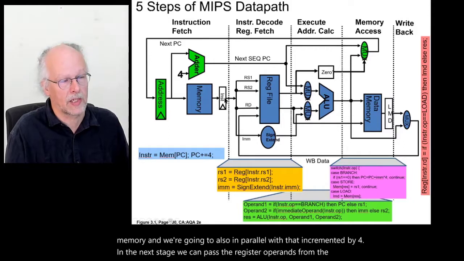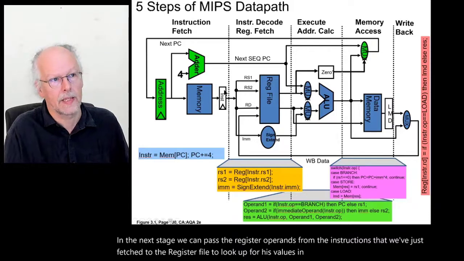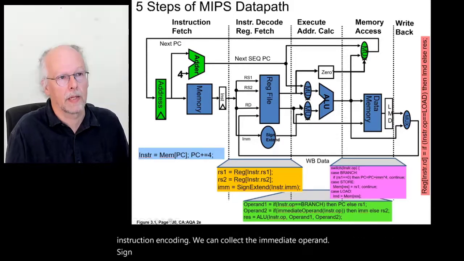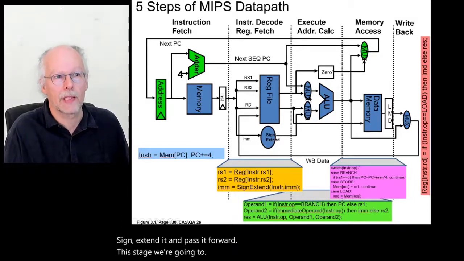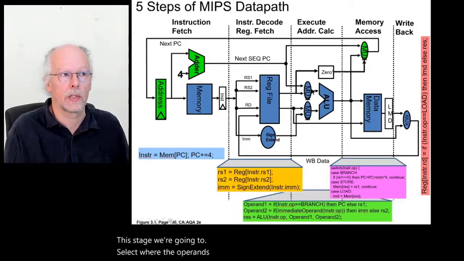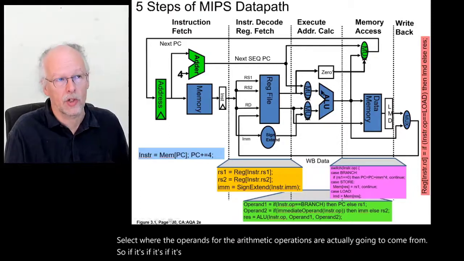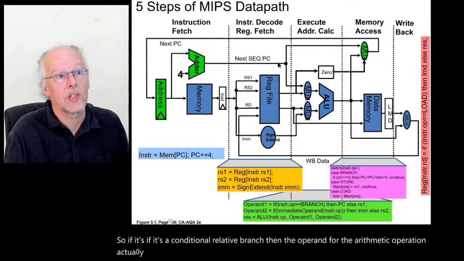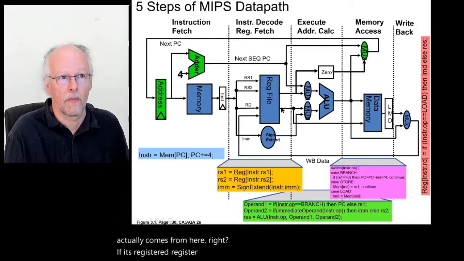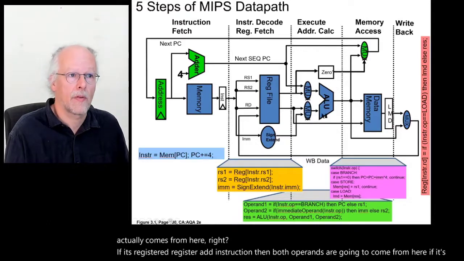We can also collect from the instruction encoding the immediate operand, sign extend it, and pass it forward. In this stage, we're going to select where the operands for the arithmetic operations are actually going to come from. So if it's a conditional branch, then the operand for the arithmetic operation actually comes from here, right? If it's a register add instruction, then both operands are going to come from here. If it's an immediate add instruction, then one operand comes from a register and the other comes from the sign extended immediate operand.